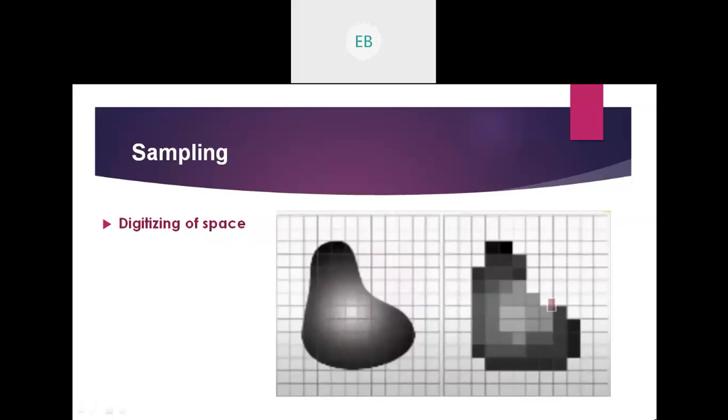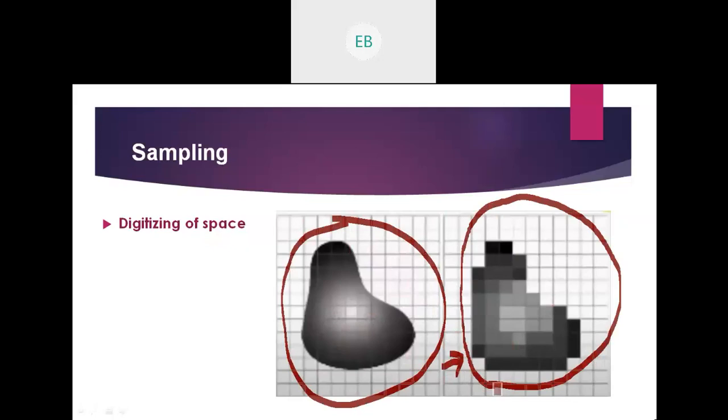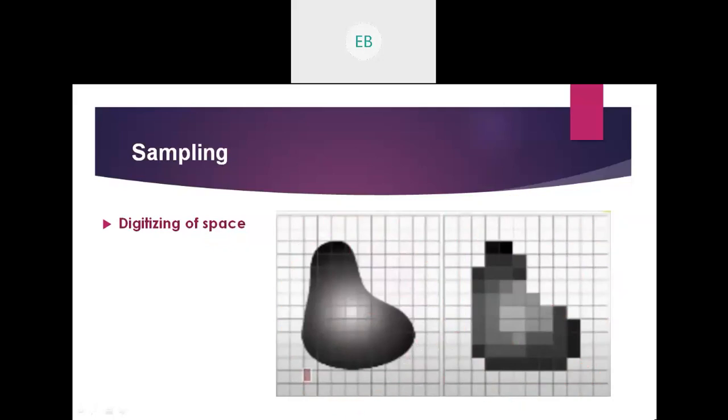Here you can see a particular picture. When you digitize this picture, we get the corresponding digitized or digital image. If we further divide this picture in the form of pixels, and consider this particular pixel here, it consists of this particular line.